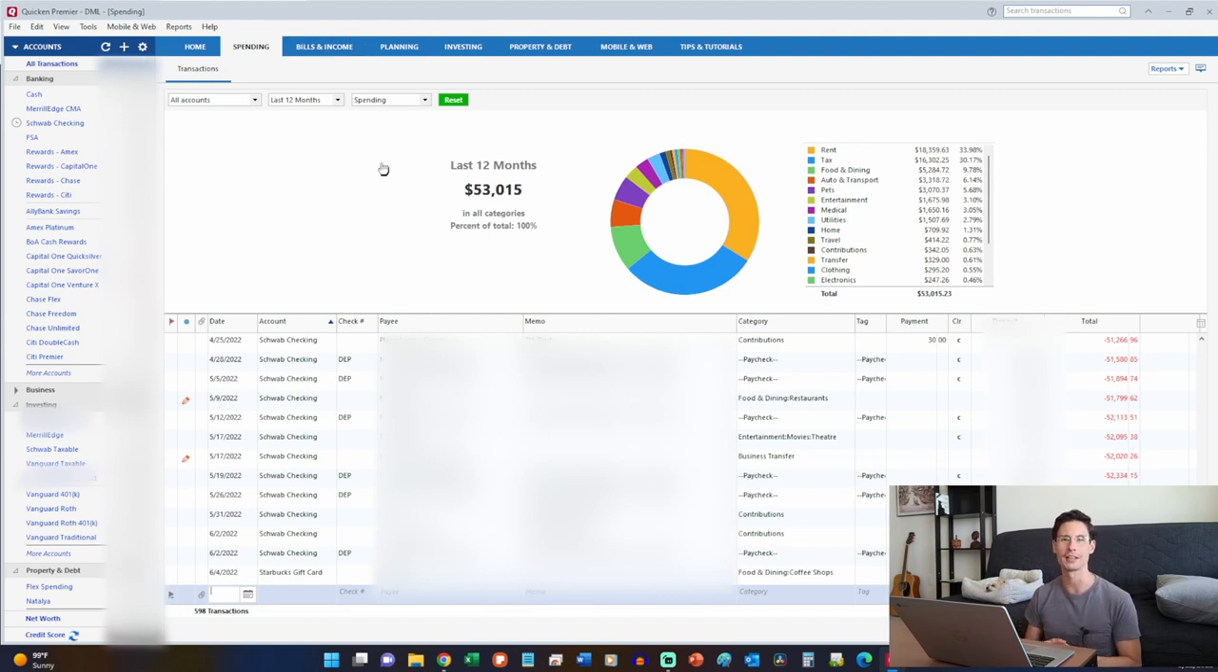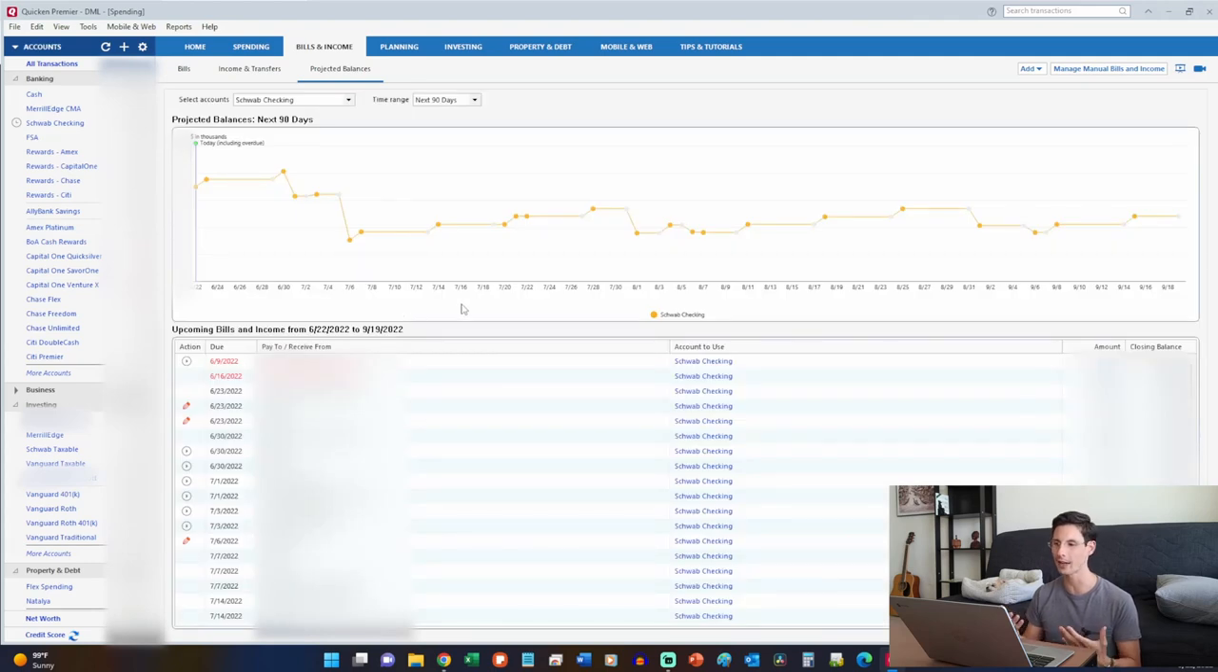Then we've got bills and income, where we can see a forecast of what the balances are going to be like in any of your accounts. I selected my main checking account here. This is also very useful. We can enter in all of our different bills, and then of course we can put in all our incomes and transfers and schedule things.